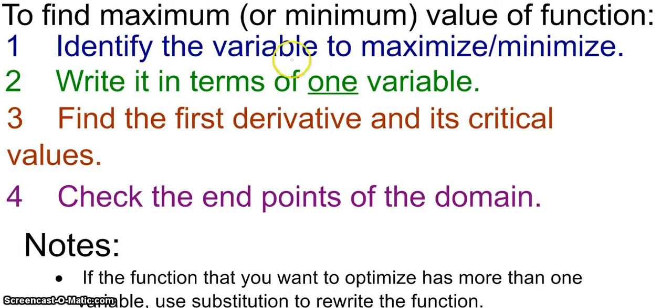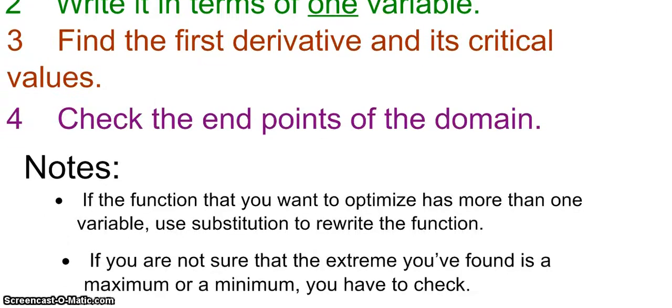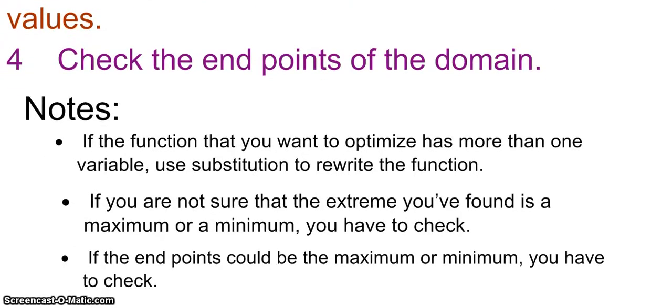So again, the steps: identify the variable to maximize or minimize, write it in terms of one variable, find the derivative and its critical values, and then check the endpoints of the domain if necessary. So if the function that you want to optimize has more than one variable, use substitution to rewrite the function. That's what we did in this case by substituting in for y.